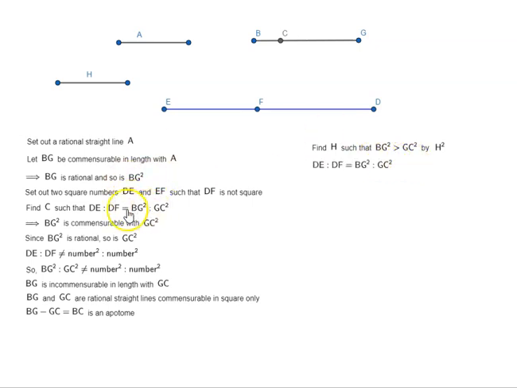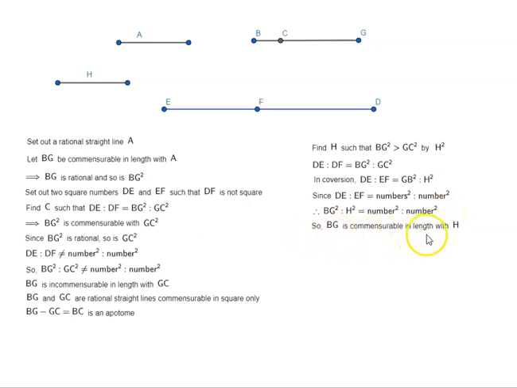DE is to DF is equal to BG square is to GC square. In conversion, we have DE is to EF is equal to GB square is to H square. DE is to EF is equal to number square is to number square. Two square numbers DE and EF. So therefore, because of this proportionality, BG square is to H square is also equal to number square is to number square. Means BG is commensurable in length with H.